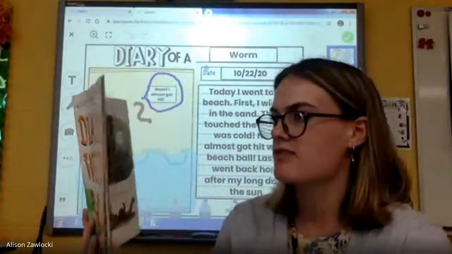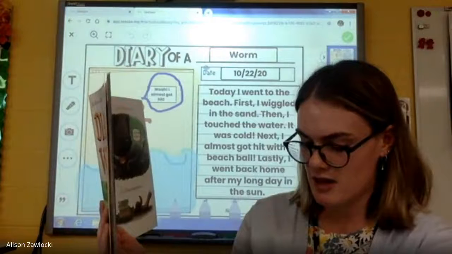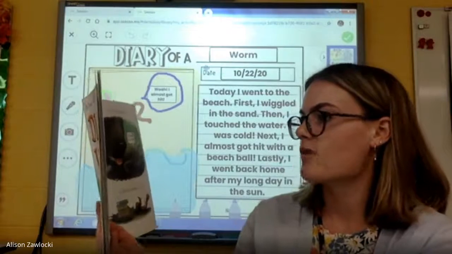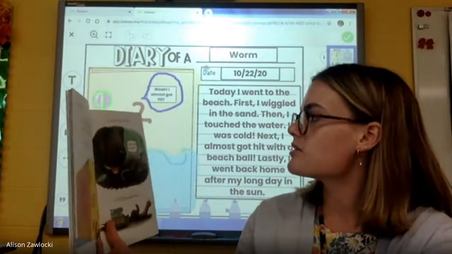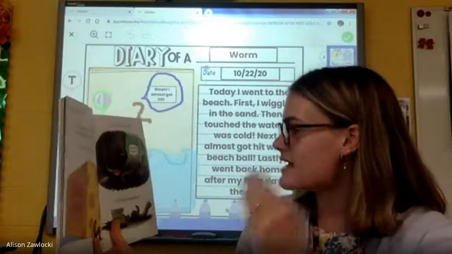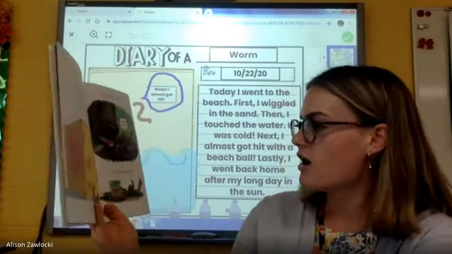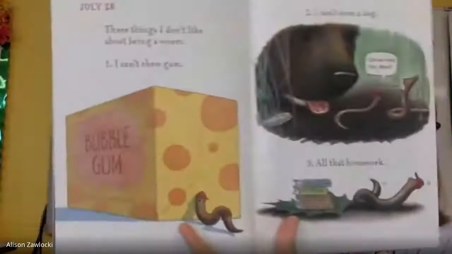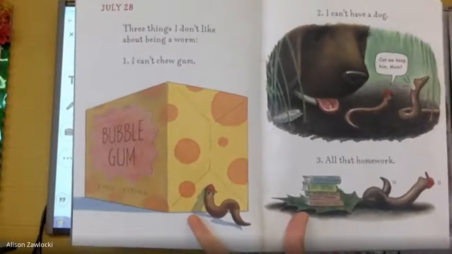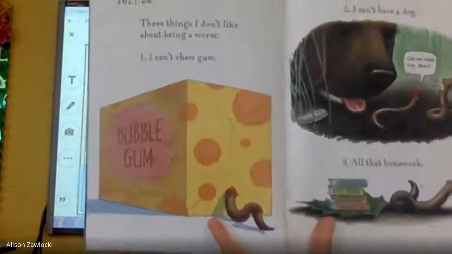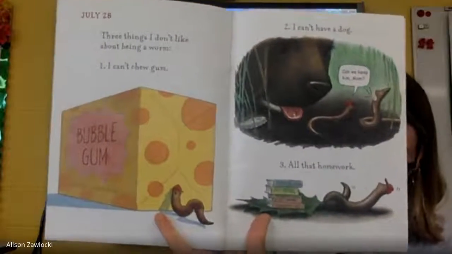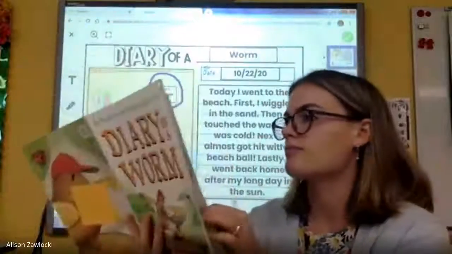July 28th. 3 things I don't like about being a worm. Number 1, I can't chew. Number 2, I can't have a dog. Can we keep it, Mom? Number 3, all that homework. So notice here, these are the things that he doesn't like from his perspective about being a worm.